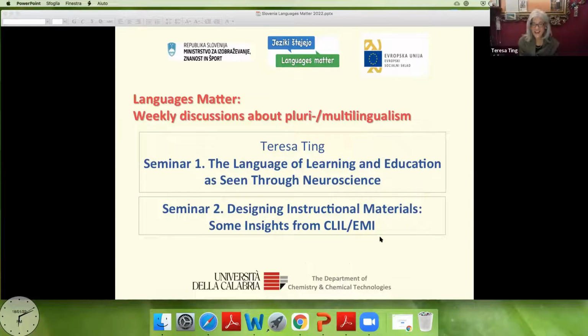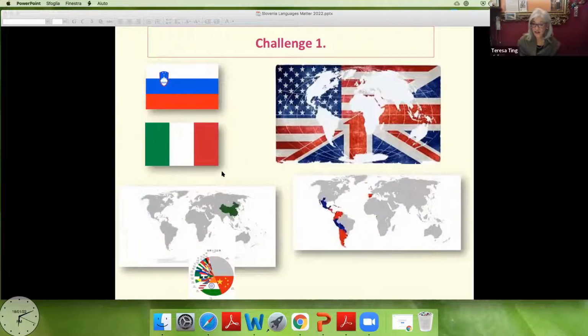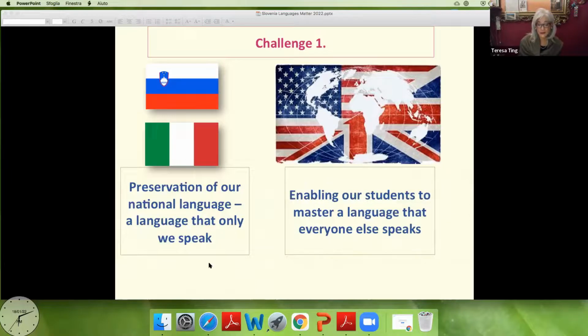Okay, so here we are, the first and second, we've already talked about that. We're going to look at some materials now from tertiary. I was saying that our two countries are very comparable. We have to be careful of the dominant languages. They're dominant, Globish and then Spanish and then Chinese, because of so many people. This is how many people speak Chinese and then everything else. Preservation of our national language, at the same time enabling our students to master a language that everybody speaks. So this is a kind of challenge for us in our little countries with our languages.